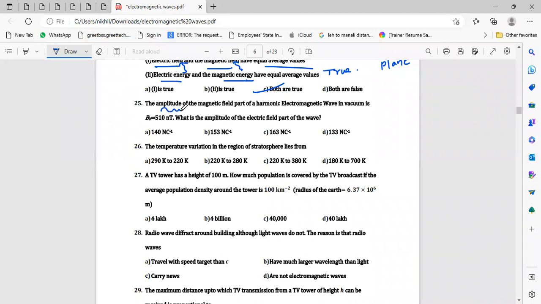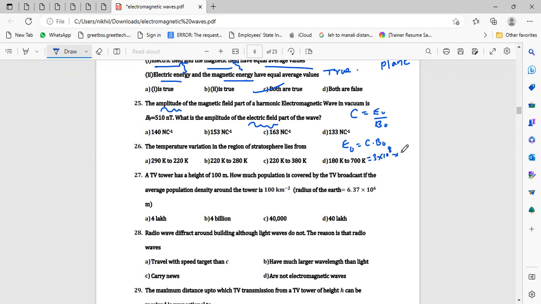So the amplitude means the maximum one. The maximum of the magnetic field of the part of the electromagnetic wave in vacuum is this. What is the amplitude of the electric field? It's quite simple. You know that C is equal to E naught divided by B naught. They're expecting you to find the electric field E naught. E naught is given by the formula C into B naught. What is C? 3 into 10 power 8.